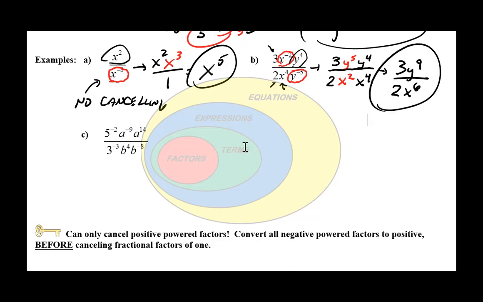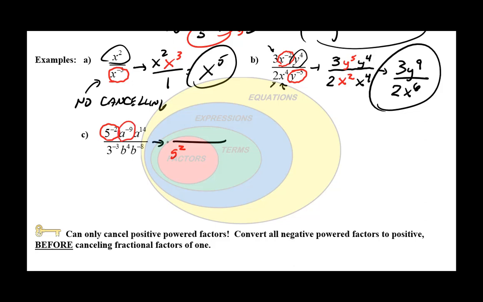So again, we want to convert all negative powered exponents. We want to rewrite those in the fraction in the right position. So let's try this one. Let's rewrite each of the negative factors. So here are the negative powered factors. So 5 to the negative 2 is going to move to the denominator as 5 squared.